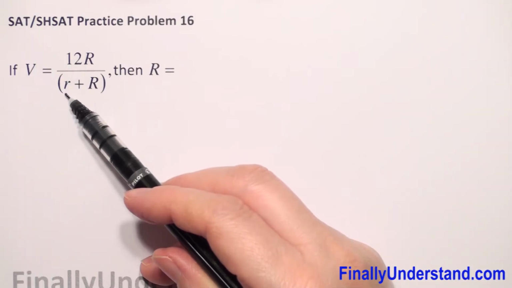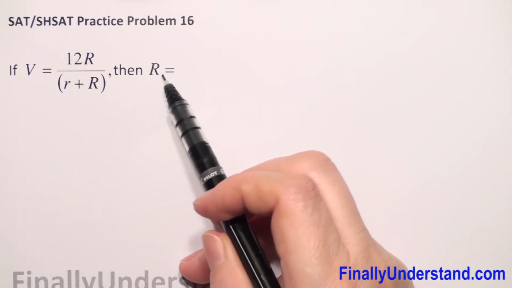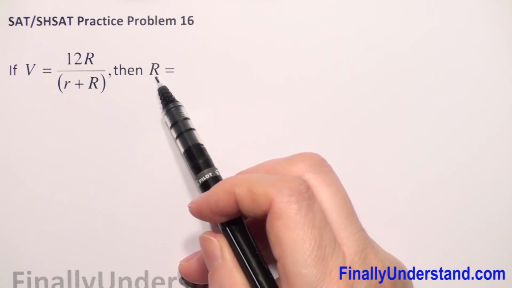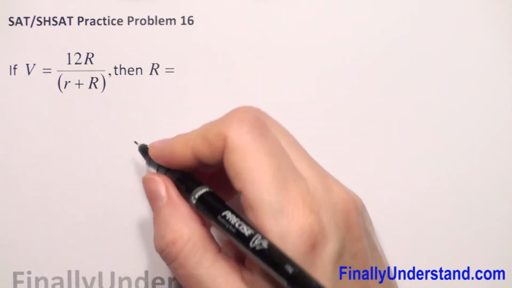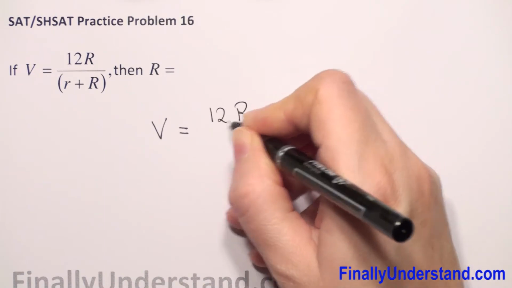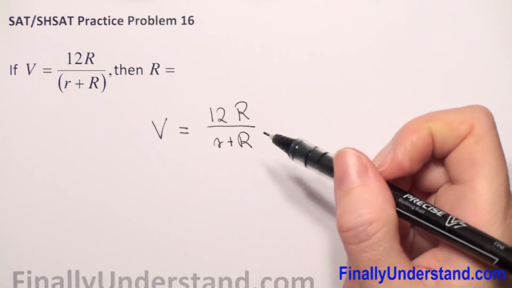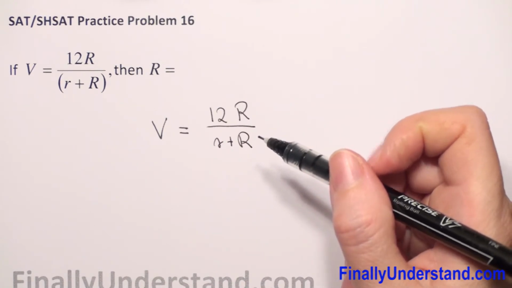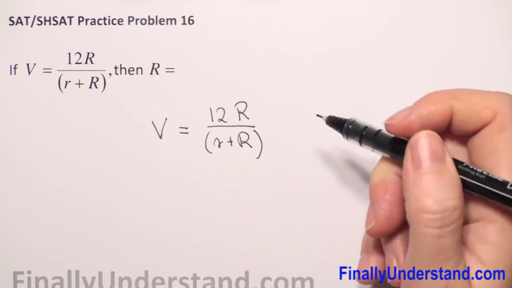We have given that V is equal to 12R over, in parentheses, r plus R. Then we have to calculate capital letter R. So let me copy our equation. We have that V is equal to 12R over R plus R, because we can write this in parentheses.